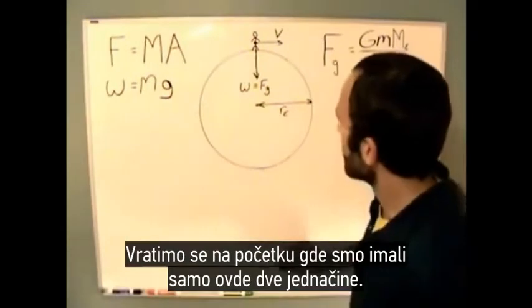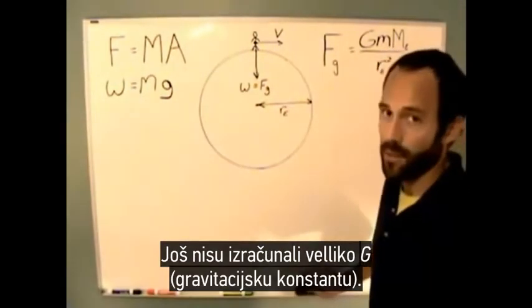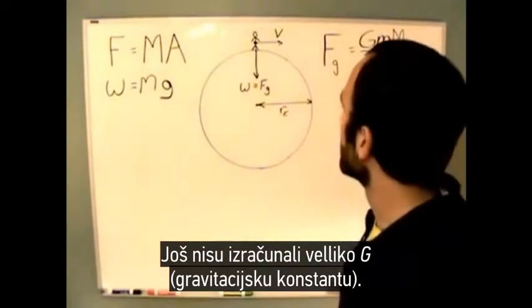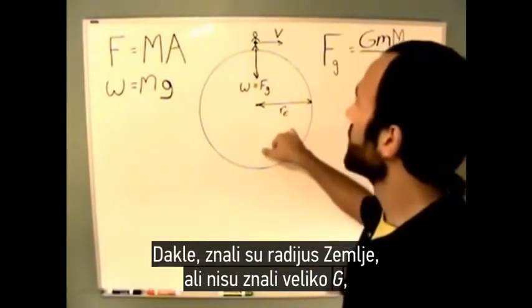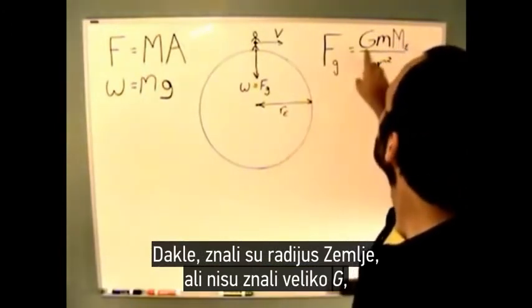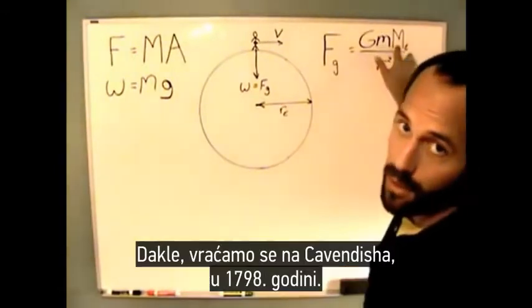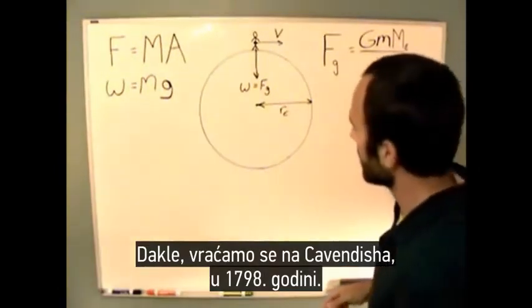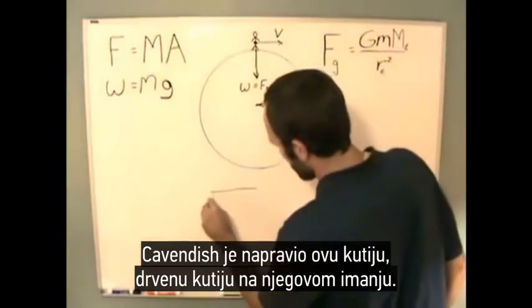Now let's go back to where we just have these two equations. They haven't figured out the big G yet. They do know the radius of Earth though, because they knew the circumference. So they knew the radius of Earth, but they didn't know big G, and they didn't know the mass of Earth. Okay, so going back to Cavendish in 1798, Cavendish built this wooden box on his property.